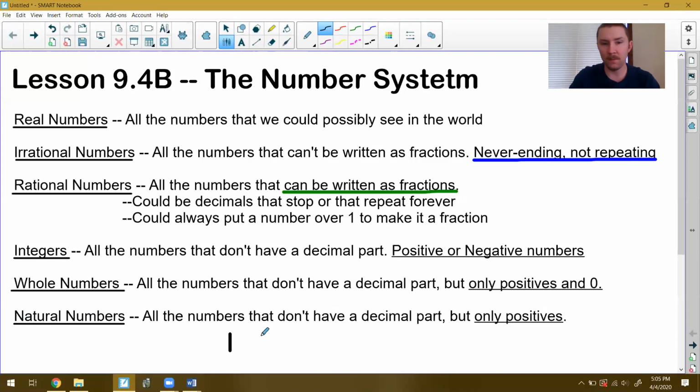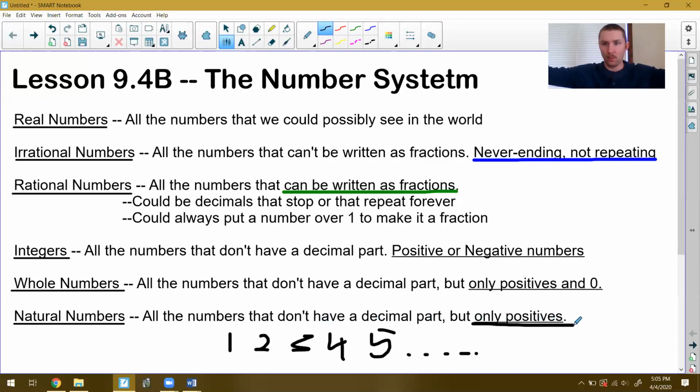It's basically 1, 2, 3, 4, 5, and so on. 1 and up, things we can actually see, right? We can't actually see 0 giraffes. If there are 0 giraffes, we can't see them. If there are negative $17 in the bank account, we cannot see them. So natural numbers are numbers that don't have a decimal part, but only the positives, only the ones we could actually see in the natural world.